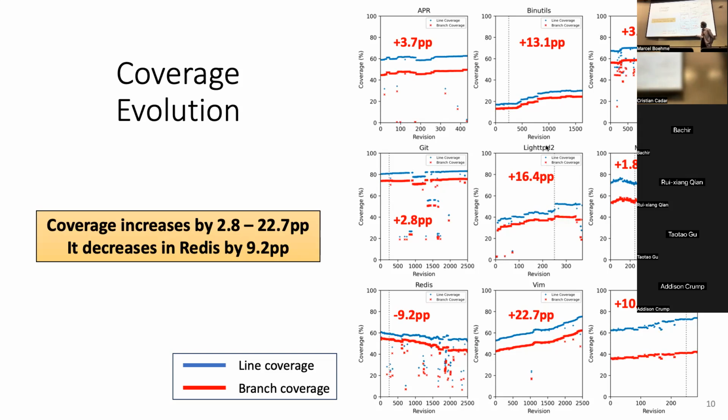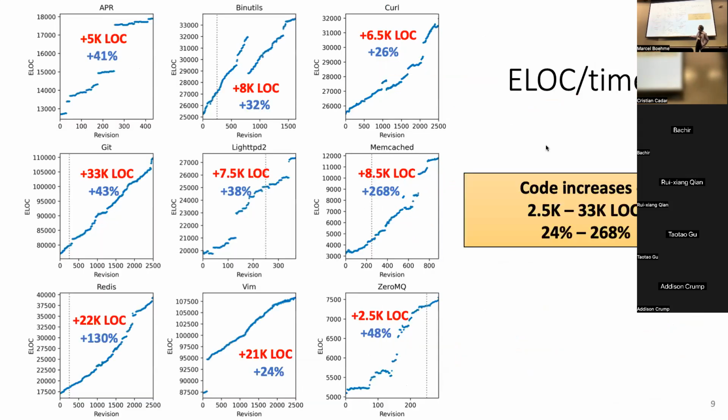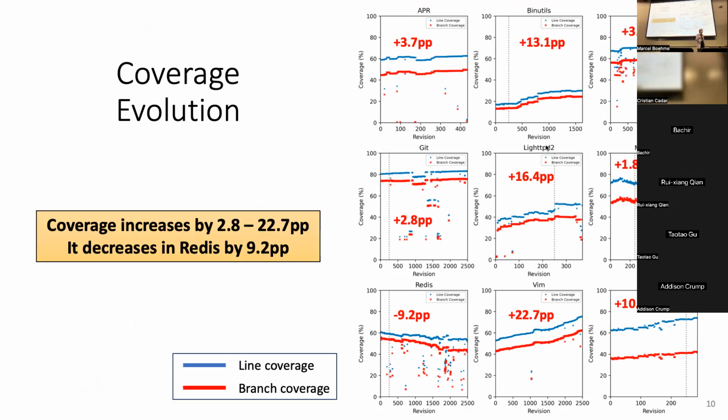However, we do also have a decrease in coverage. We see Redis here with quite a substantial decrease, 9.2 percentage points. I think Redis was one of the ones where they added 22,000 lines of code, and I think they haven't managed to keep up with the testing.